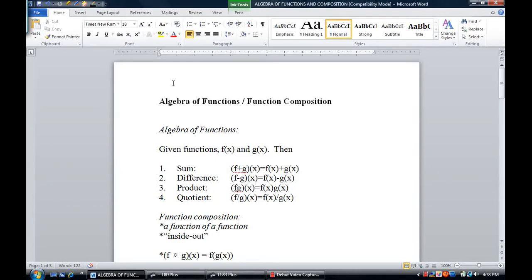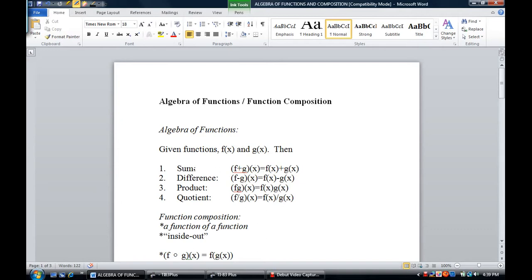Okay, let's talk about algebra of functions and function composition. First off, you're going to see f of x and g of x notation. They do not mean to multiply. They just mean f is one function and g is another. They're nothing but expressions.